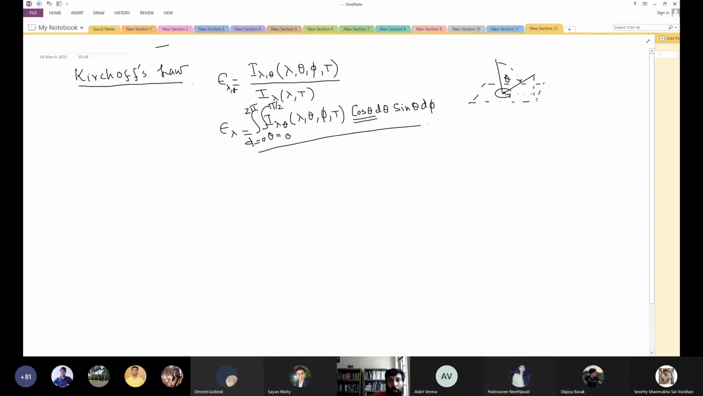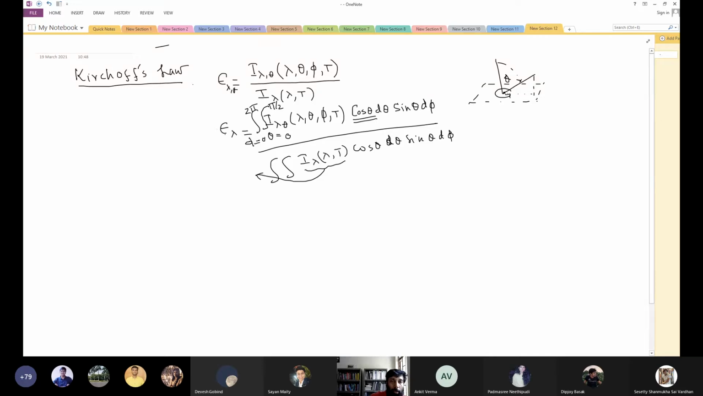This is divided by, again integrated over the entire thing, I lambda T cos theta d theta sin theta d phi, again over the same range. But this is not a function of theta, so it basically comes out. Whatever this integration gives, that factor comes in the bottom.